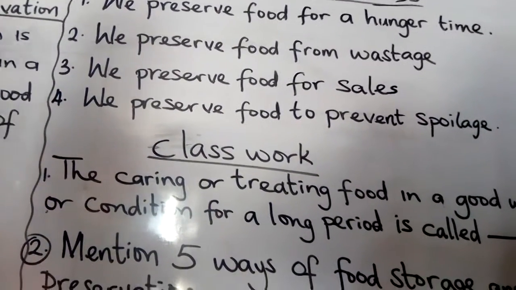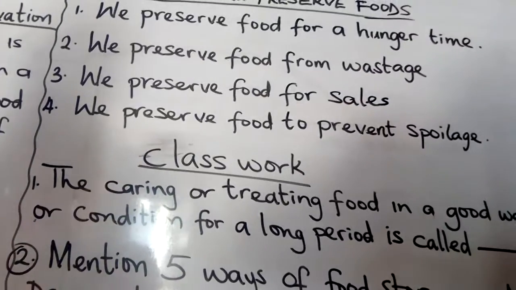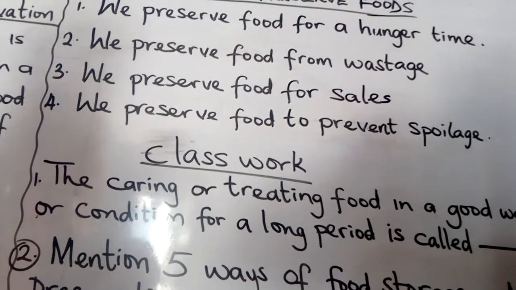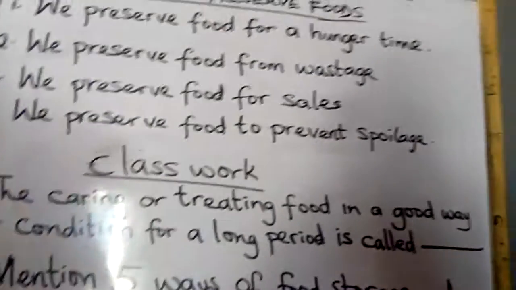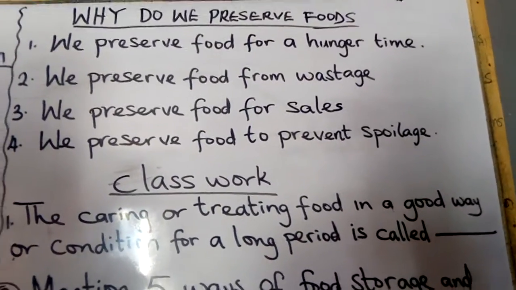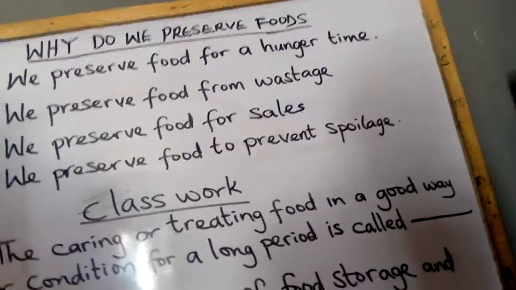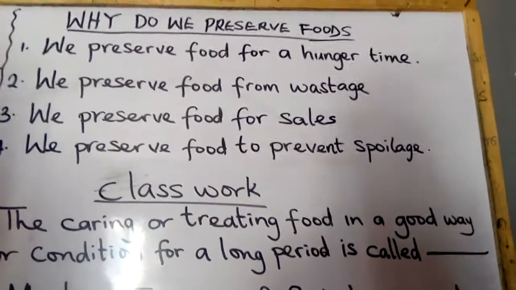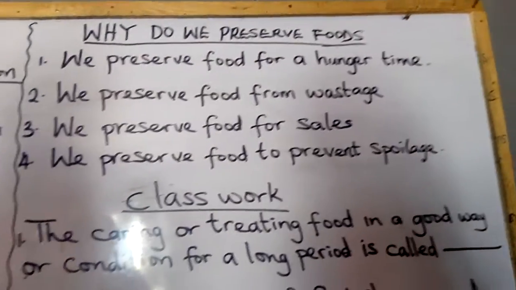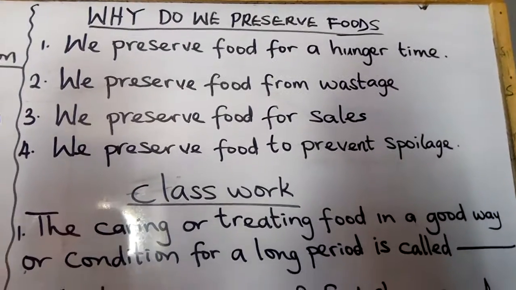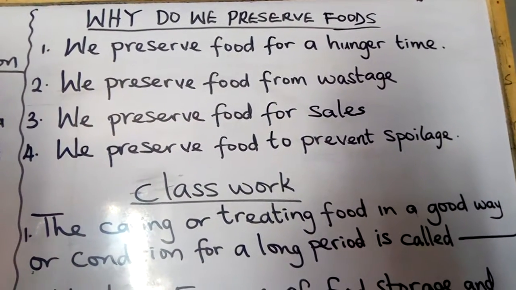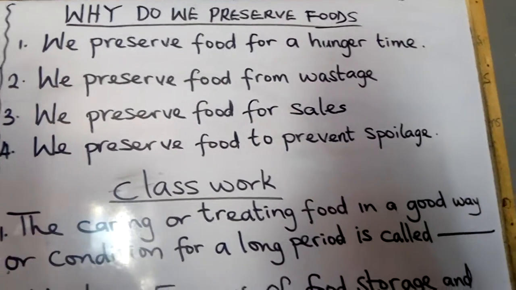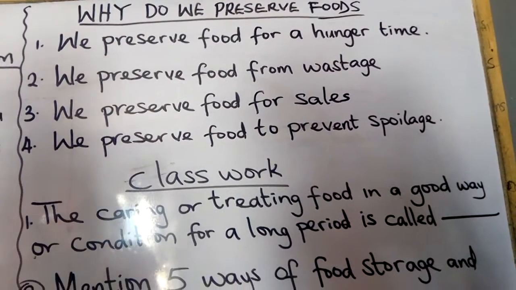For example, when mommy cooks very early in the morning before you come to school, mommy will put your food inside the cooler, inside your lunch bag. Why? Mommy will ask you to take the food to school so that when it is time for break, you can eat it. You preserve the food for a hunger time.